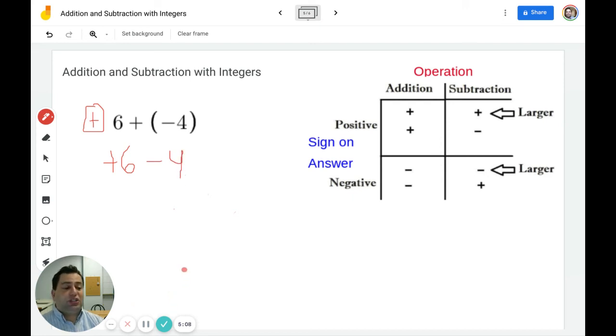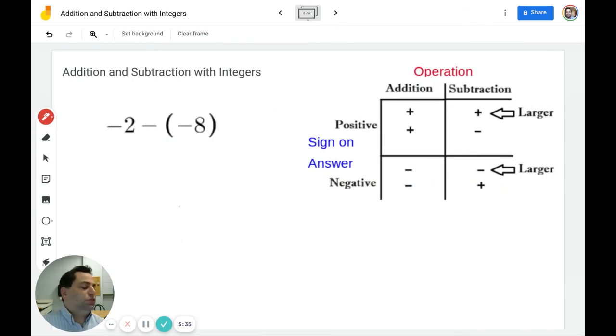Now, the example is just like the ones we've been doing. So I have a positive 6 and a negative 4. I am going to subtract. Looking back, 6 is bigger than 4. Therefore, my answer will be positive. Six minus 4 is 2. And the positive comes down.